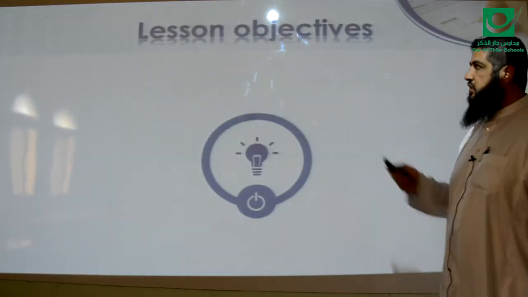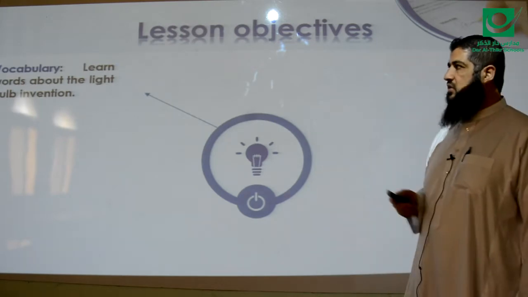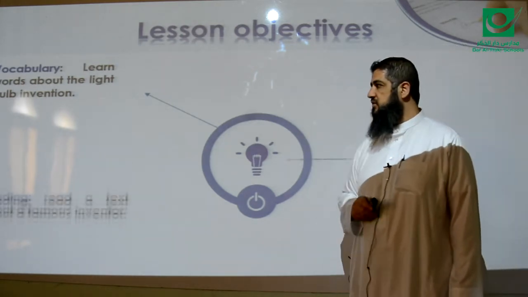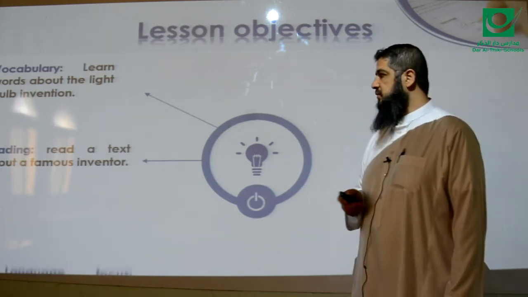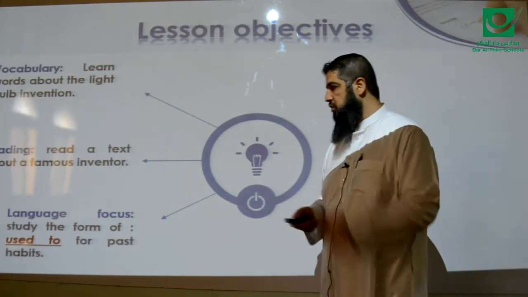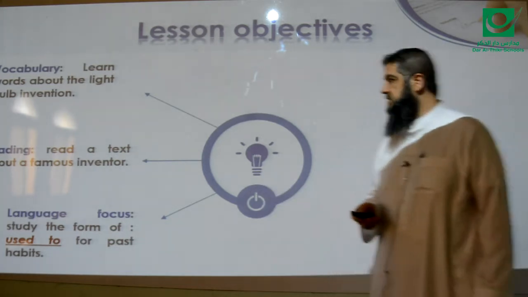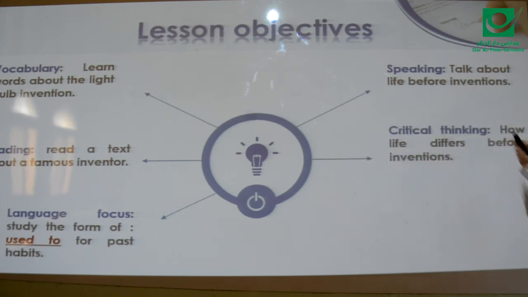Before we start, we need to know the lesson objectives for today. Vocabulary: we are going to learn words about the light bulb invention. Reading: we are going to read a text about a famous inventor. The language focus: we are going to study the form and use of past habits. Here, we are going to talk about life before inventions, critical thinking, how life differs before inventions.